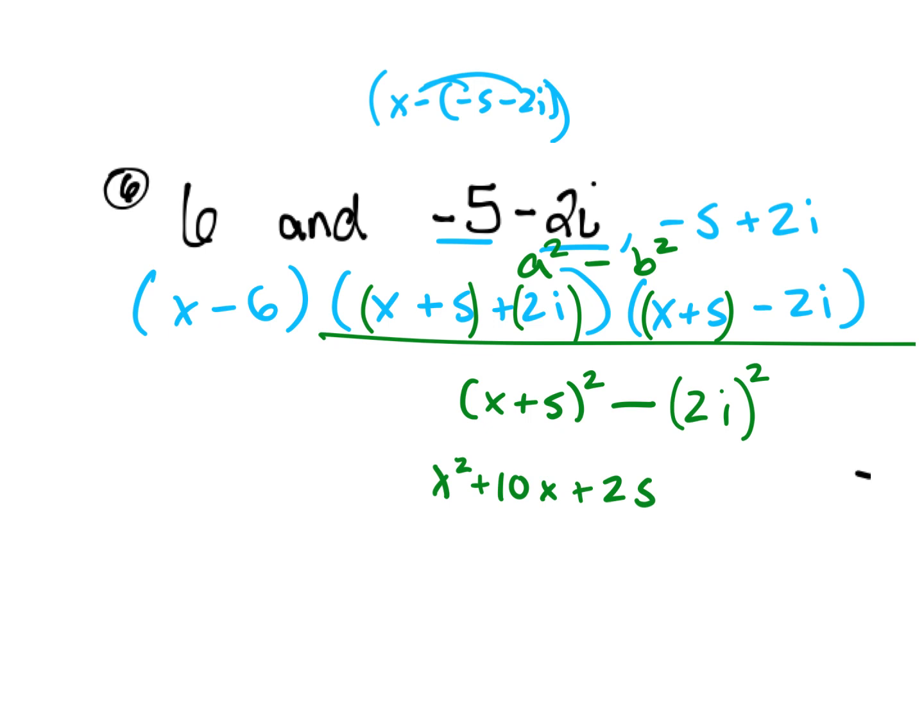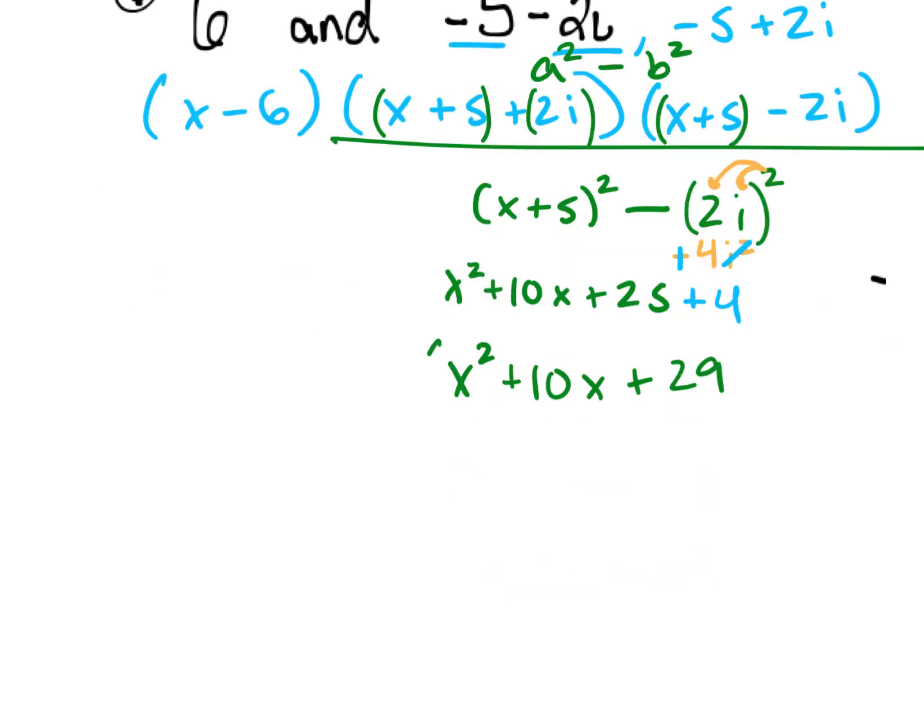What do I do for the second part? Square the 2 and the i. Awesome. The 2 gets squared and the i gets squared, so it turns into 4i squared. What does i squared turn into? Negative 1, which changes it to a plus 4, so we have plus 4. So here this would be x squared plus 10x plus 29.